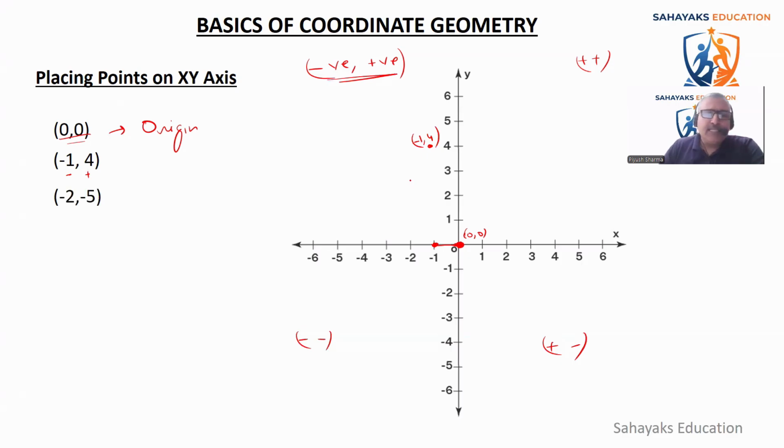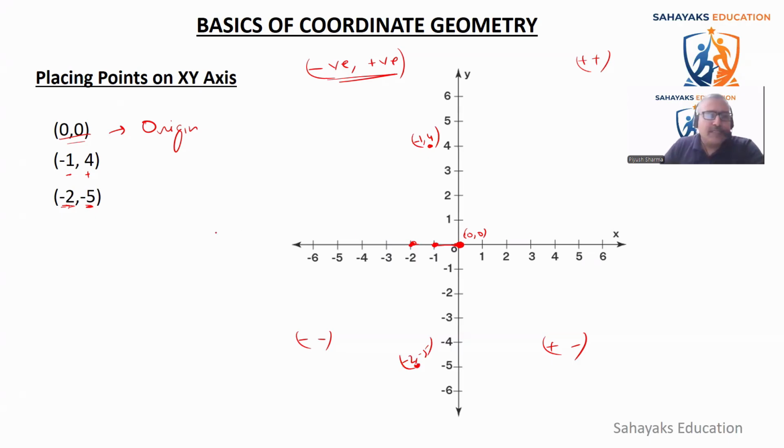Coming to next, -2, -5. Both values are negative, so it will lie in the third quadrant for sure. First we move in the x direction to -2, and then we move -5 in the y direction. So this point comes somewhere here. This is the point -2, -5.